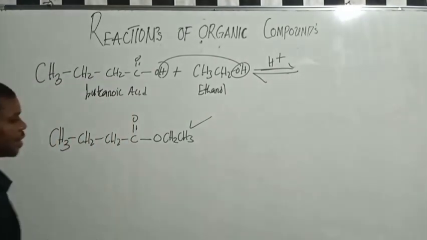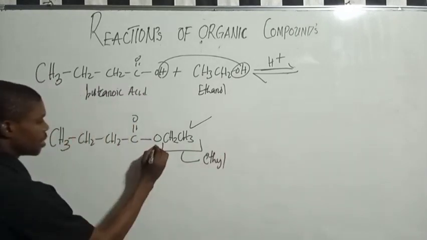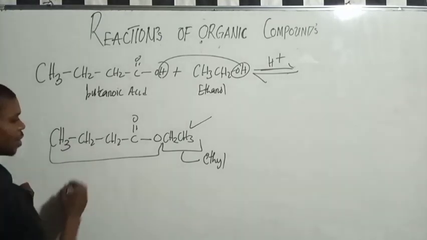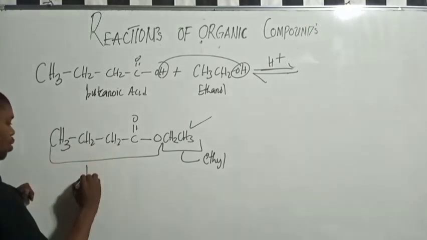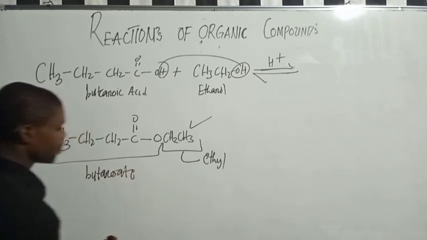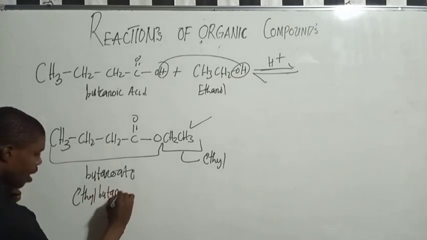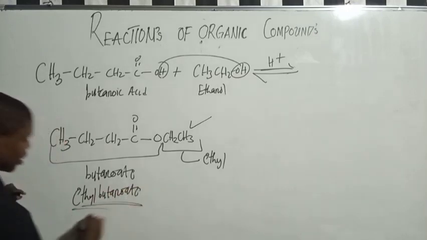So what will be the product here? Here we have ethyl. Here we have the alkanoate, so it's going to be 1, 2, 3, 4: butanoate. So it's going to be ethyl butanoate.